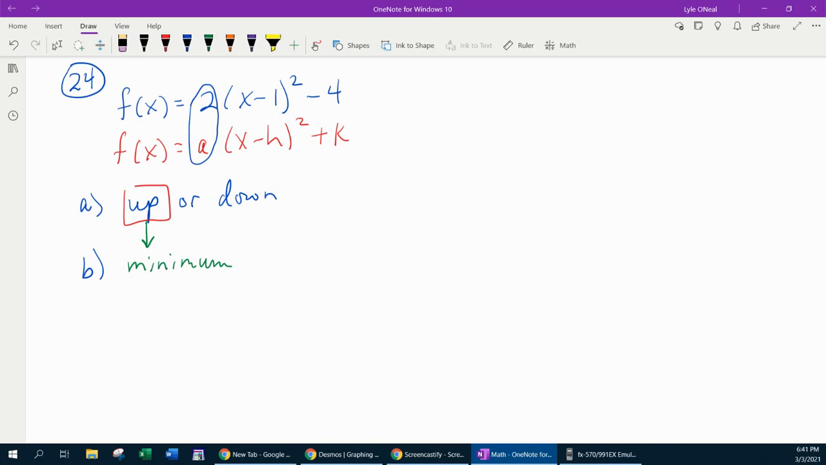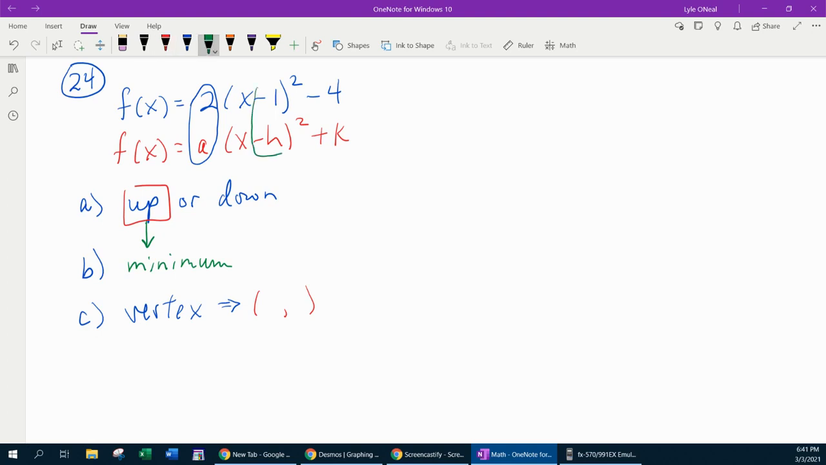However, if your parabola opens down, like so, then your vertex will be the highest point, which would correspond to a maximum. Now, part C, we're going to find the vertex. If your function is in vertex form, the vertex is going to be the ordered pair h comma k. So all we need to do is find the values for h and k and then plug them into the ordered pair. Again, super easy.